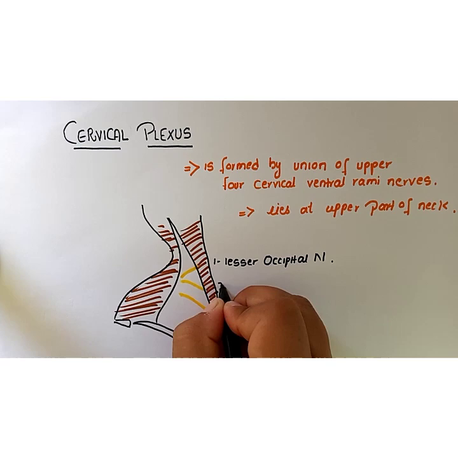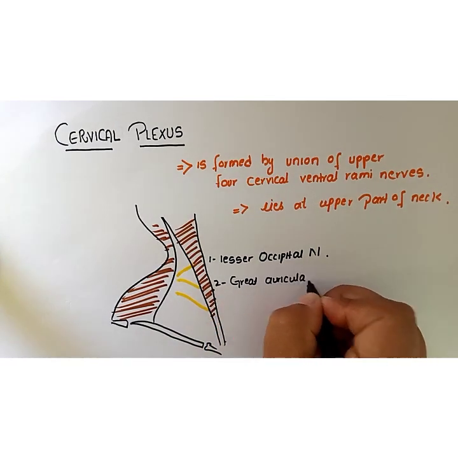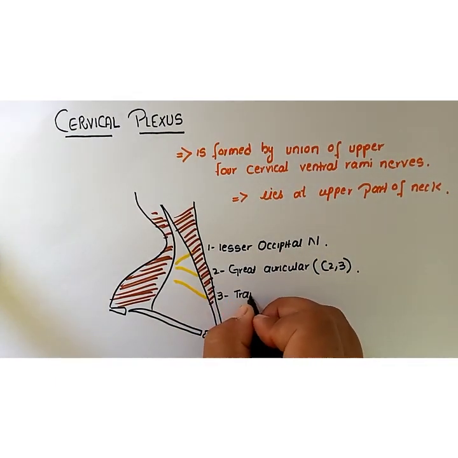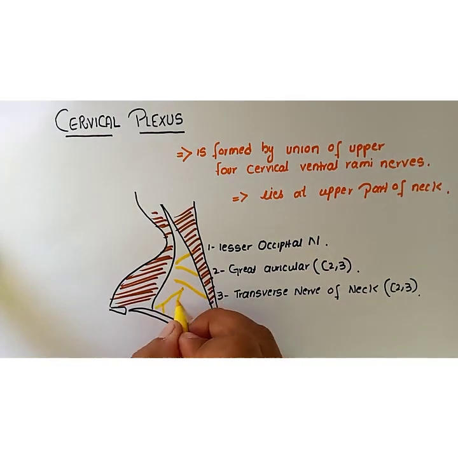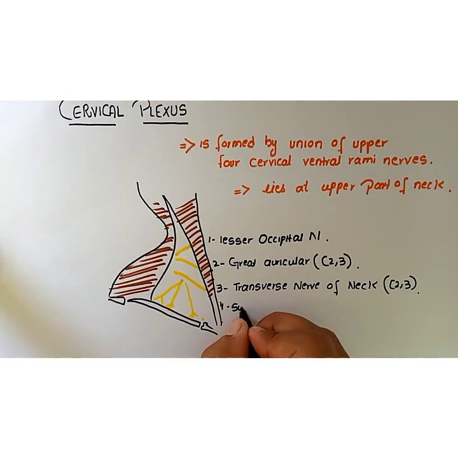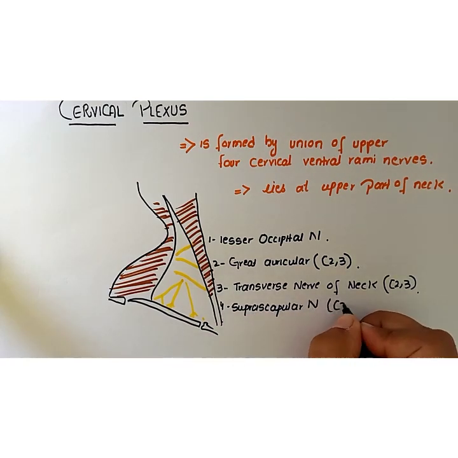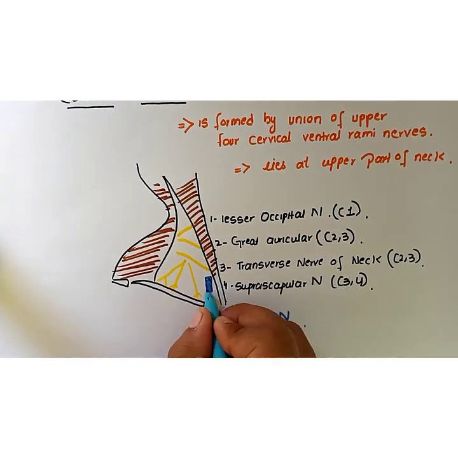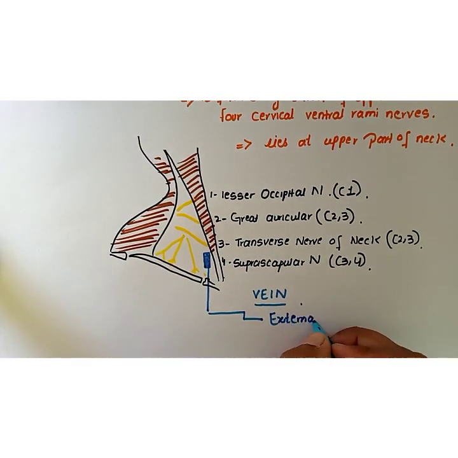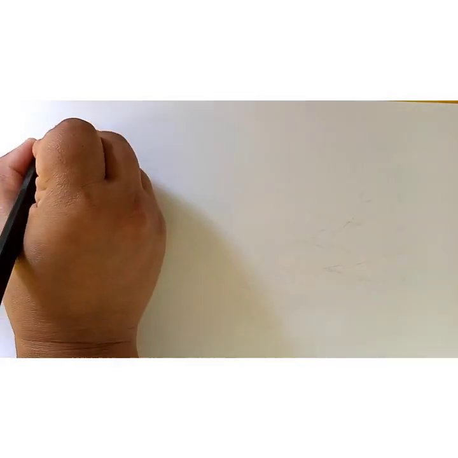The first one is the lesser occipital at the level of C2, then great auricular at C2 and 3, then transverse nerve of neck at the level of C2 and 3, and the supraclavicular nerves, which lie at the level of C3 and 4. And the vein which is present in the posterior triangle is the external jugular vein.